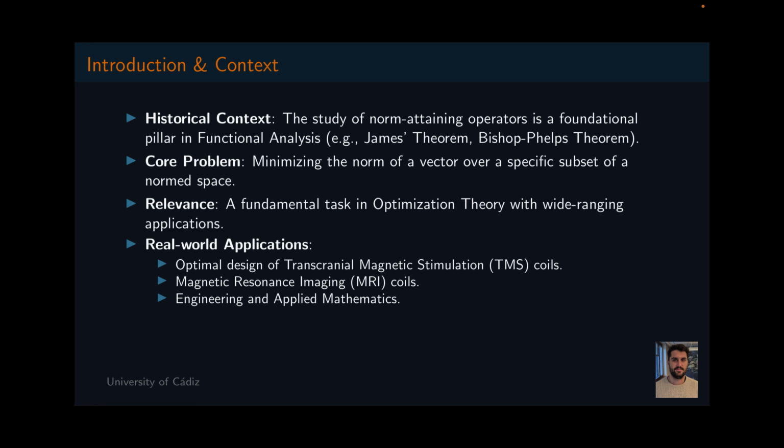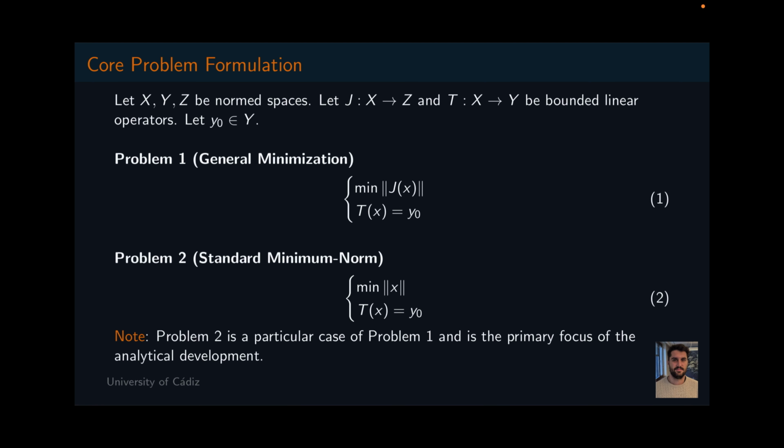In fact, these exact minimization problems are absolutely critical in the real world right now. They play central, indispensable roles in the optimal design of transcranial magnetic stimulation coils used in neurology and in magnetic resonance imaging gradient coils. In all these cases, we want to minimize physical energy or maximum current while achieving a specific electromagnetic target. Let us formalize the math behind this optimization.